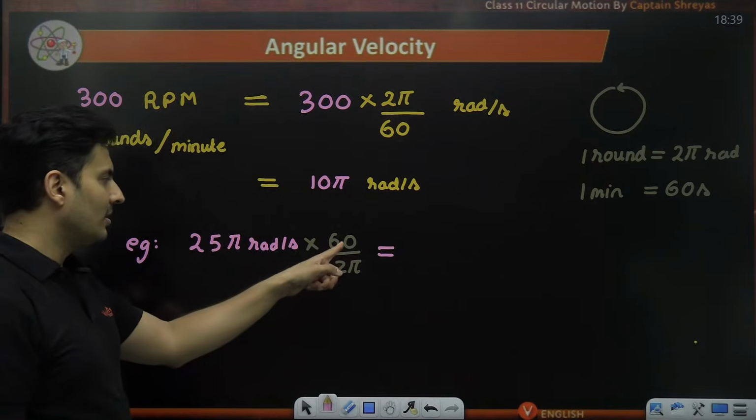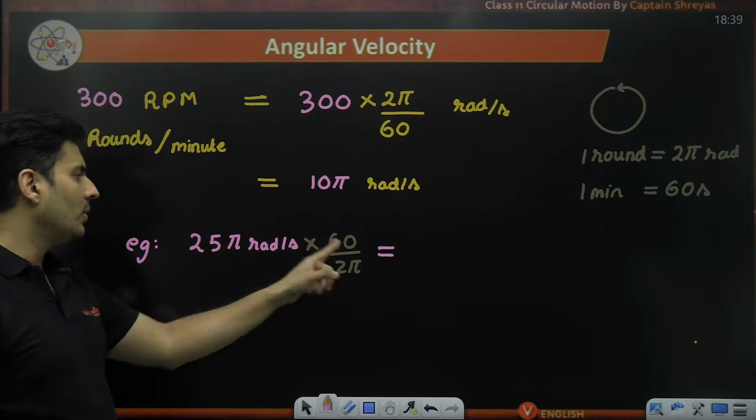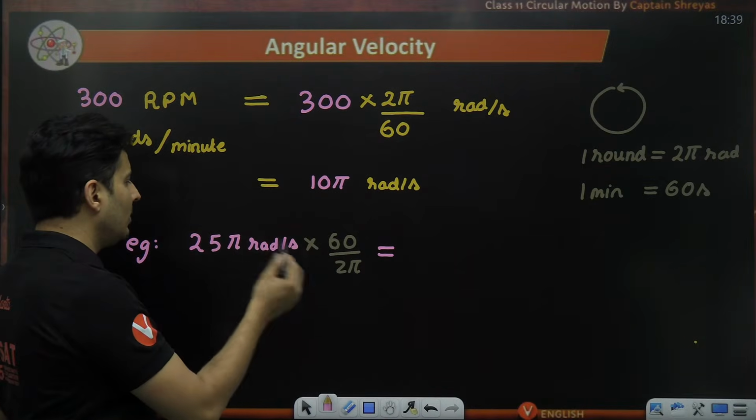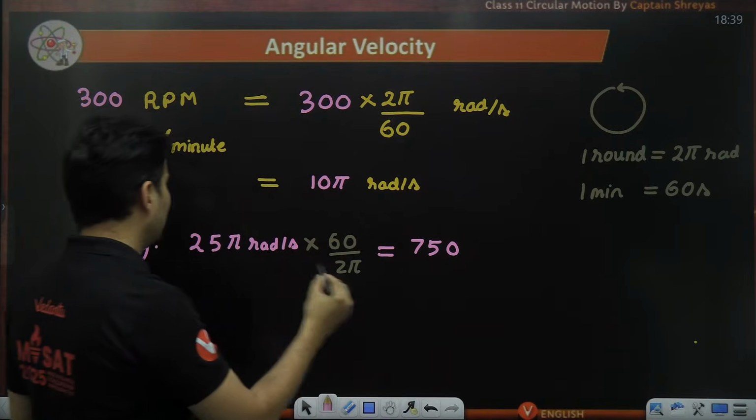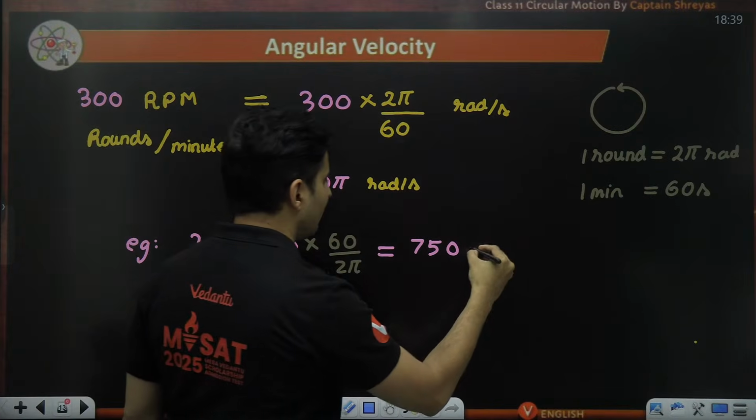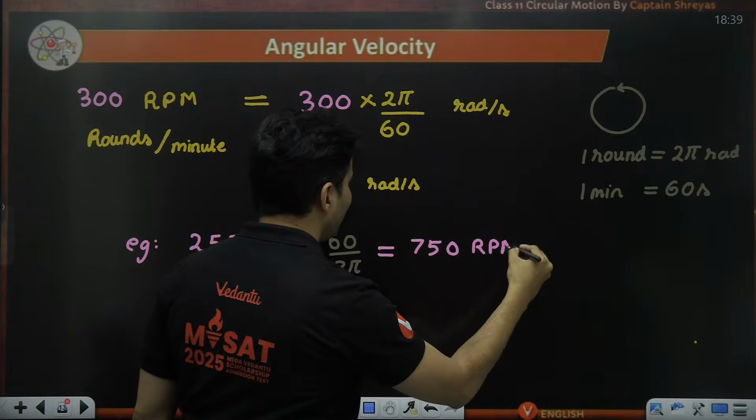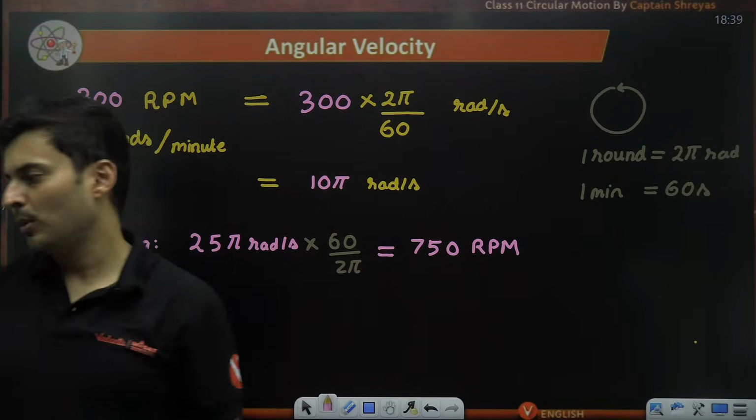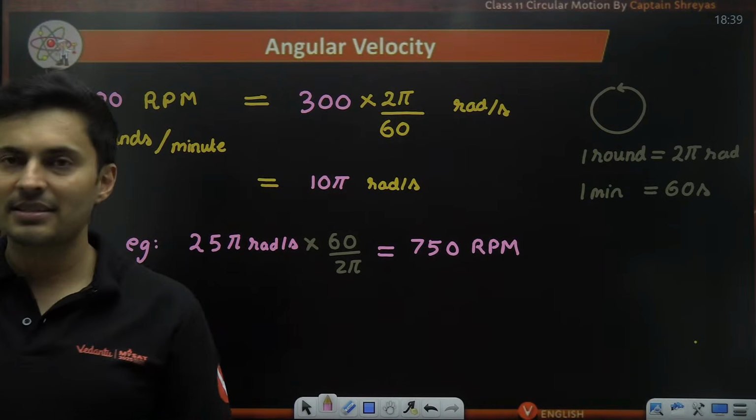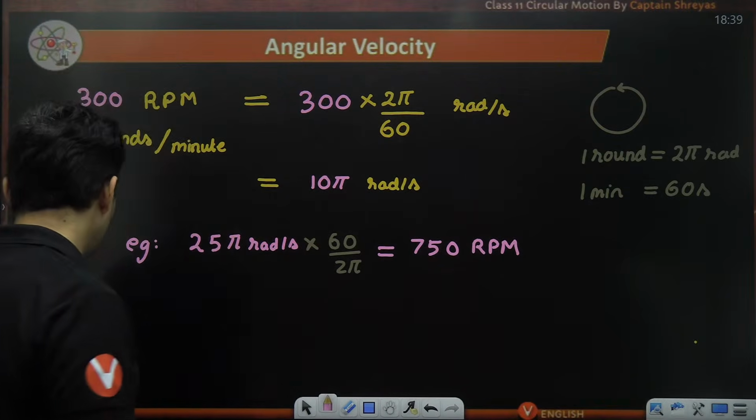And see what you get. 60 by 2 is 30. 30 into 25, well, 3 times 25 is 75, so one more zero. And that pi and pi will also cancel. So 750 RPM. That is the answer. So you can do the exact reverse calculation also. Cool, guys. Understood this conversion?